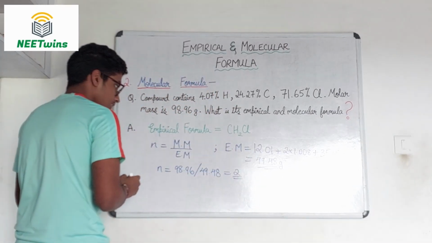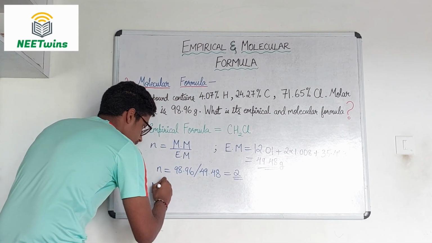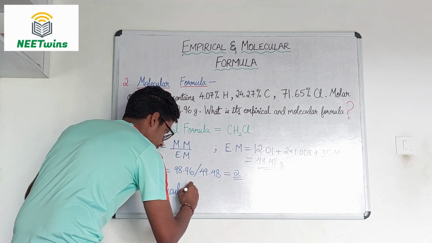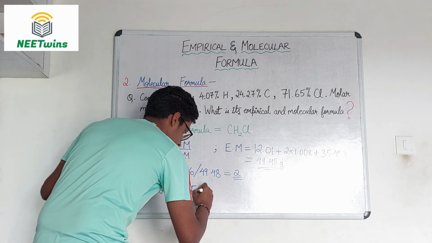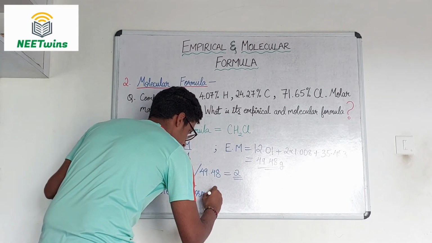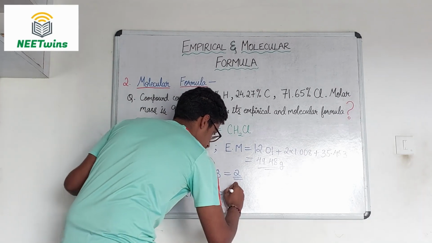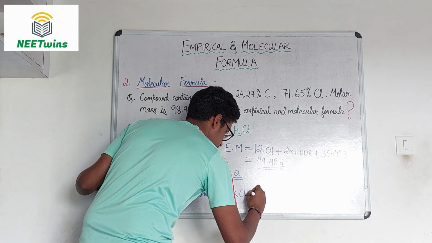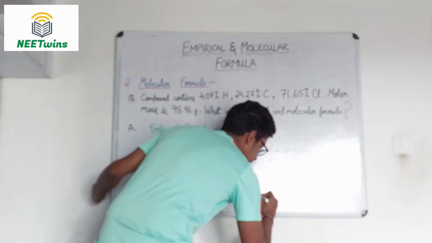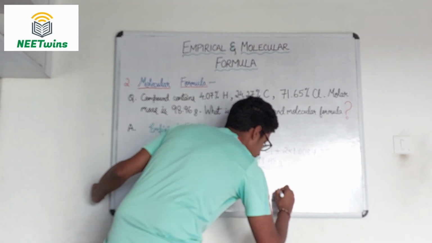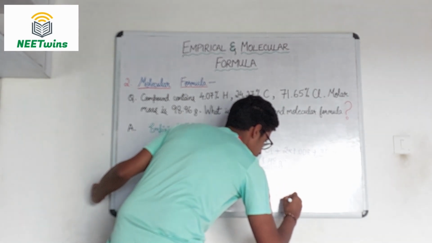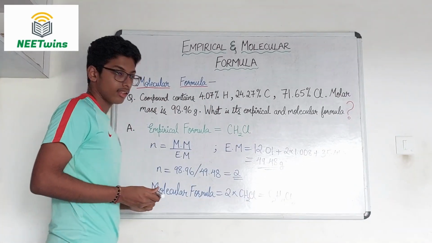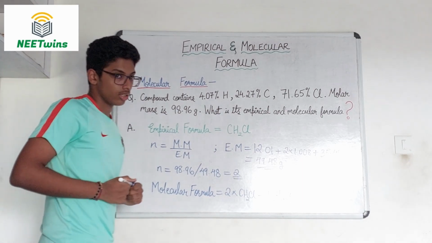Now what we have to do is, to get the molecular formula, we have to multiply the empirical formula by N. So molecular formula is equal to 2 times the empirical formula, which is CH2Cl in this case. So we will get C2H4Cl2. So this will be dichloroethane. And that's how we find empirical and molecular formula.